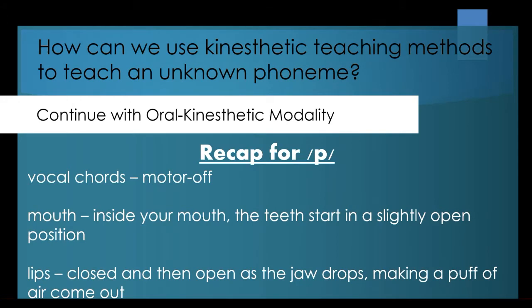After doing all that, we'll do a quick recap for our target sound, which is p. And we'll just make sure that the students figured out that p is a motor off sound, so we're not vibrating the vocal cords. The teeth start in a slightly open position, and the lips are closed and then open as the jaw drops, making a puff of air come out. P.